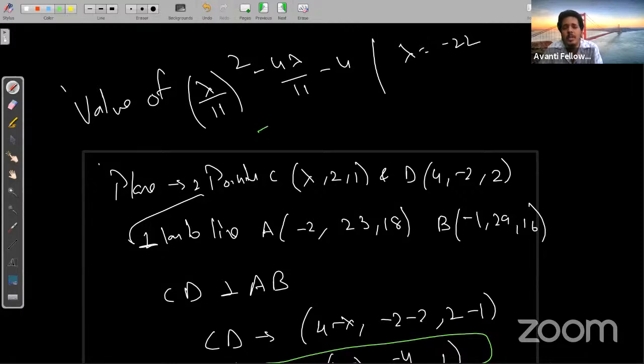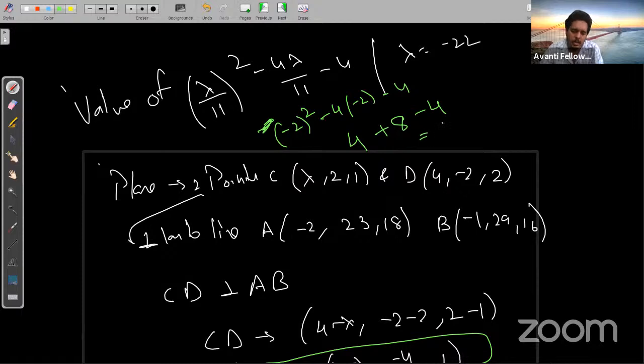If we substitute, minus 22 by 11 is minus 2, whole square, minus 4 into minus 2, minus 4. So how much are we getting? 4 plus 8 minus 4. So I think your answer would be 8. So 8 will be your answer.